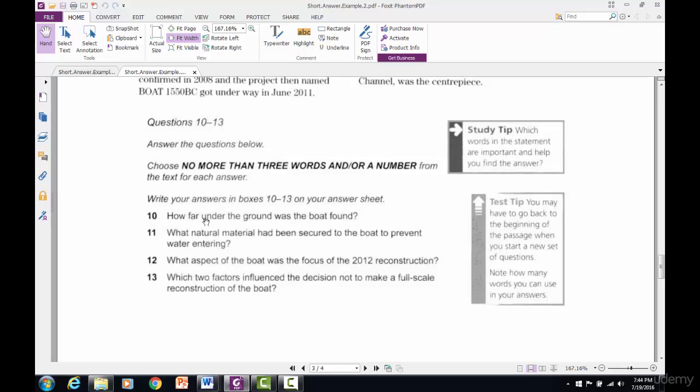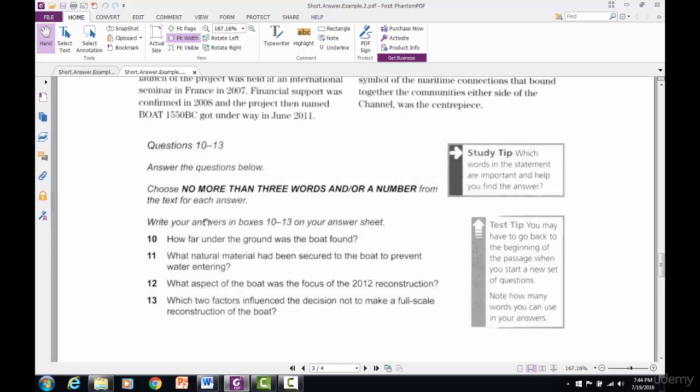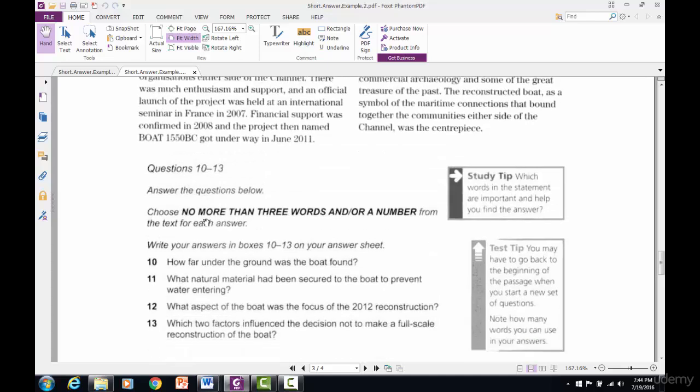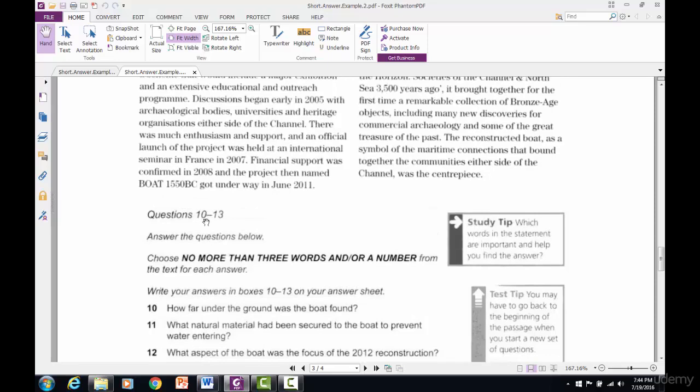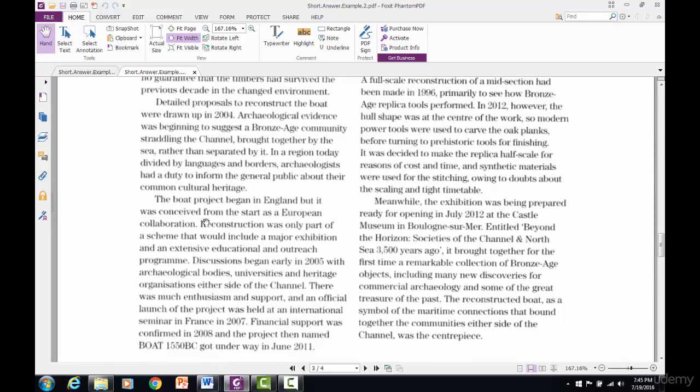All right, now, number 10. How far under the ground was the boat found? Keywords are under the ground. I guess I should have pointed this out to you. For number 10, we know we're looking for a number, because it says how far under the ground. So we know we're looking for a measurement. So actually number 10 was pretty easy to do properly.